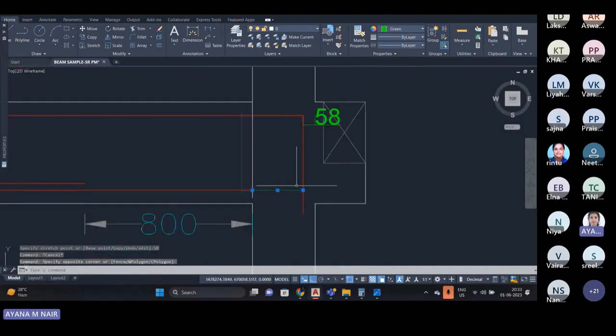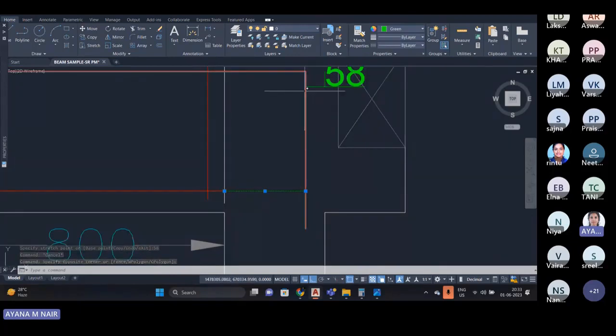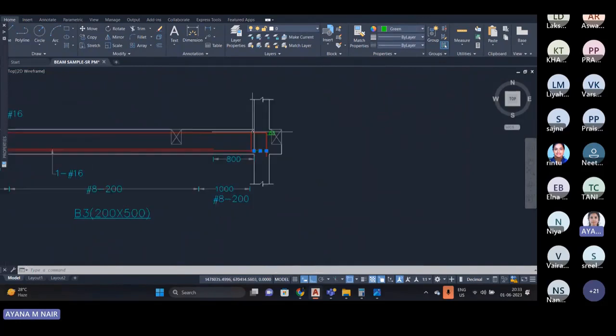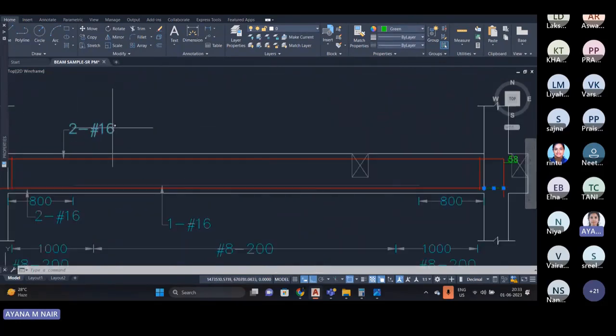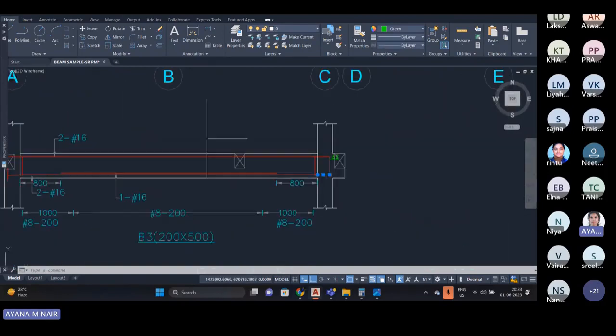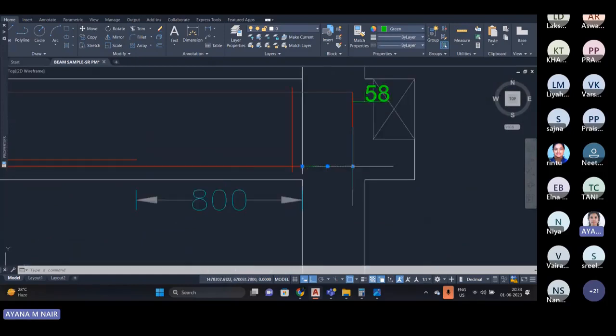Also, you have to keep a proper distance between this top rebar and bottom rebar. So the distance between this top and bottom rebar will be equal to half of dia of top bar, that is 16, so half is 8, and half of dia of 16, that is 8. Total is 16. So this distance will be equal to 8 plus 8 is 16. So this length is 226 only.